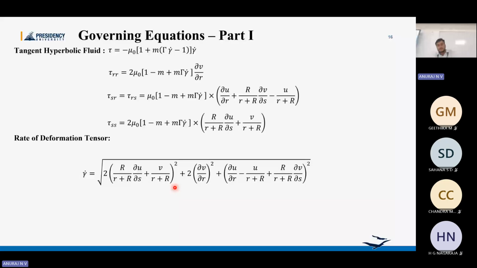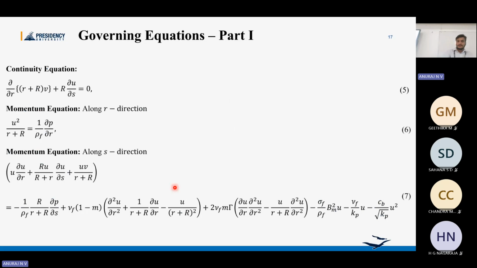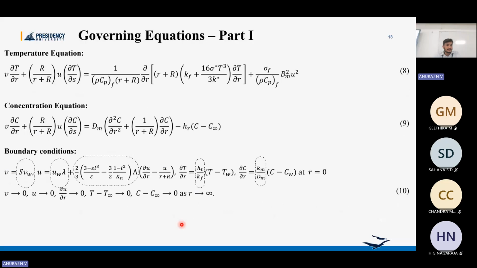And I am also only considering that my flow is only along the u direction. That's why I also neglected the v terms. Now this is the reduced form of my governing equations. The first one is the continuity equation, then the momentum along the r direction. Only these two terms will remain after applying the boundary layer approximation. And for the s direction, this is the governing equation. Similarly, for the temperature equation, this is the equation, and for concentration we can see this one.